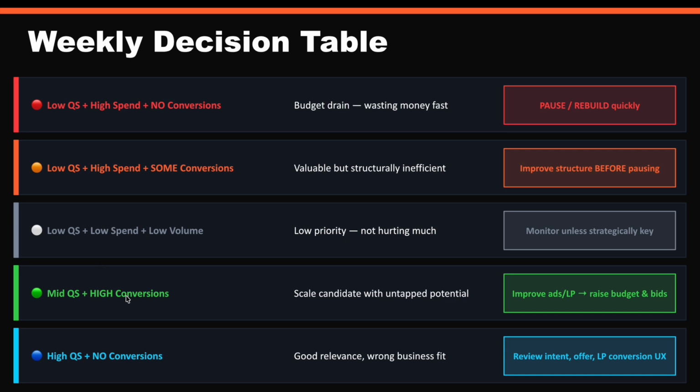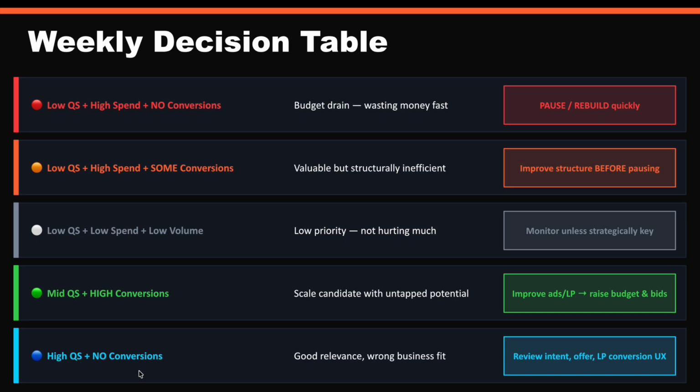Pattern number 4 is mid quality score, high conversion. So that is a scale candidate, right? Improve the ads and landing page, then increase the budget. And the last one is high quality score, no conversions. So the relevance is fine, but the business side is wrong. People are clicking but not converting. So check the offer, the pricing, and the call to action on the page.